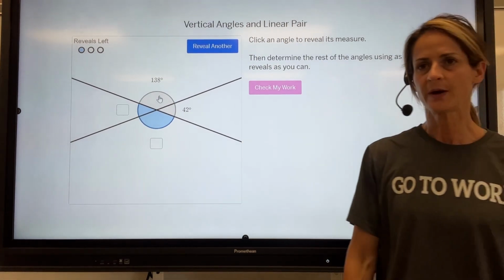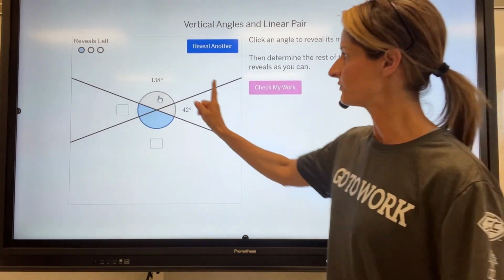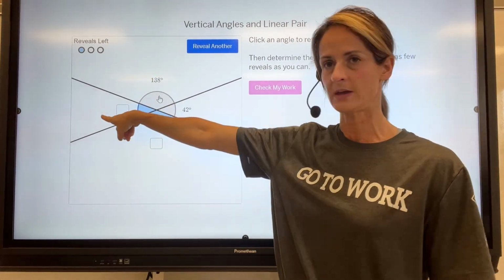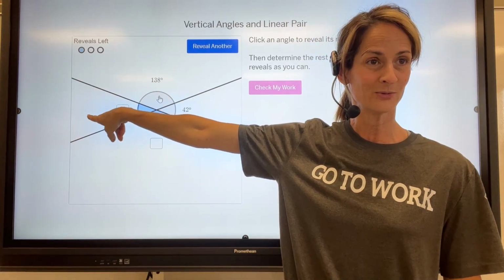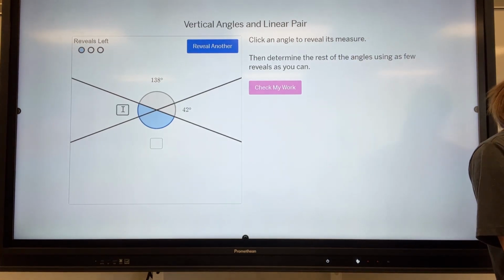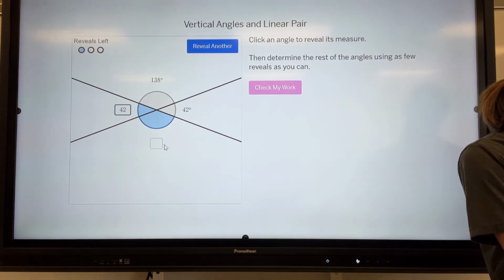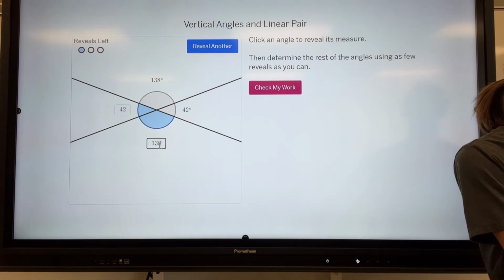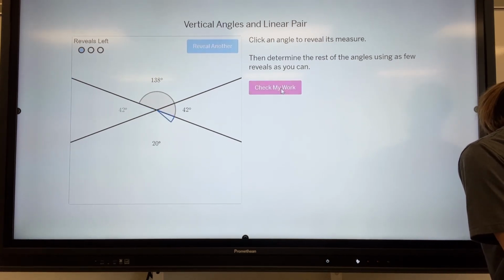All right, so I just revealed two of my angles. One angle is 42, that's 138. You should be able to figure out the other two. I'll give you 10 seconds, go. Okay, now check your work.